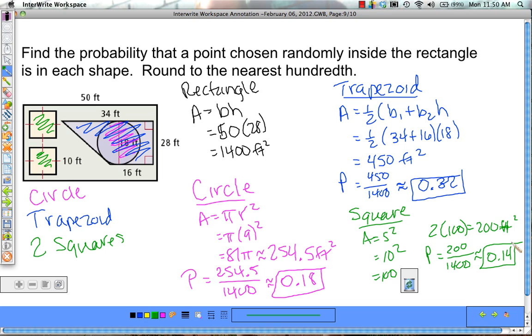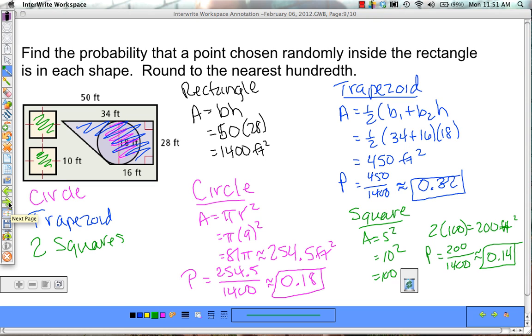Now that you have all the information, you could answer questions such as, what would be the probability of it landing in the circle or a square? And remember, with or, you have to add. So we would just add those two probabilities and find our new probability.